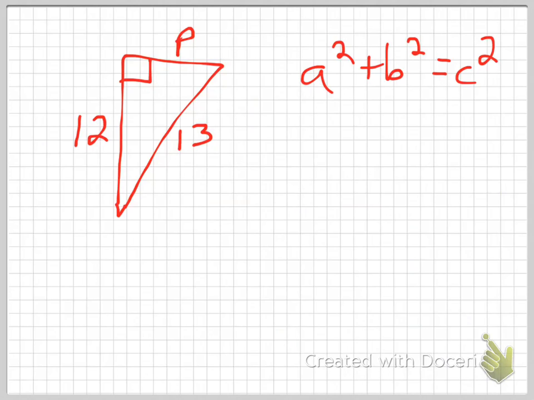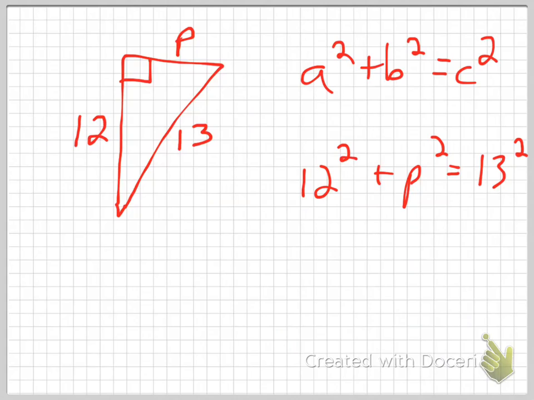Let's plug it in. Which one's A? Which one do you want to make A? B. It doesn't matter. Let's make it 12. It really does not make any difference. 12 squared plus, what's B then? P squared equals 13 squared.